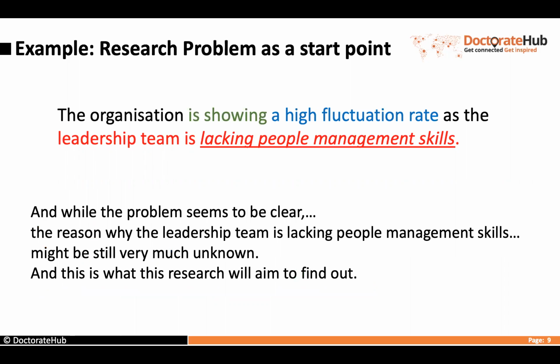And while the problem seems to be clear, what we do at the very next step is we ask, why is the leadership team lacking people management skills? So we try to get down to the root of the problem. So there are still very much unknowns that likely will be uncovered as we go along.